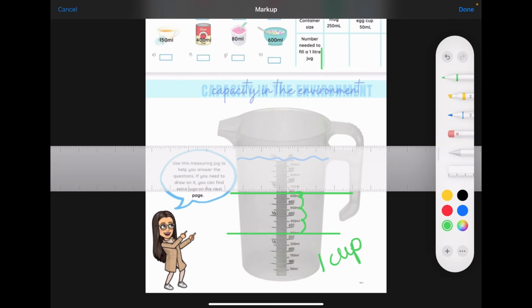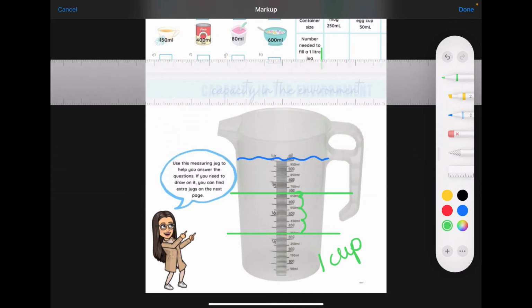And I now know that I can fill 2 full cups with a 1 litre jug. So I have 2 cups that have a capacity of 350 mils. I can fill 2 of those. However, I still have some water left over. I wonder if it will be enough to fill a 3rd cup. Let's have a look.